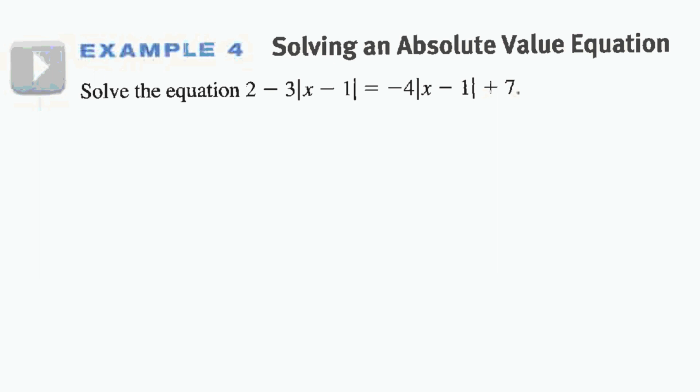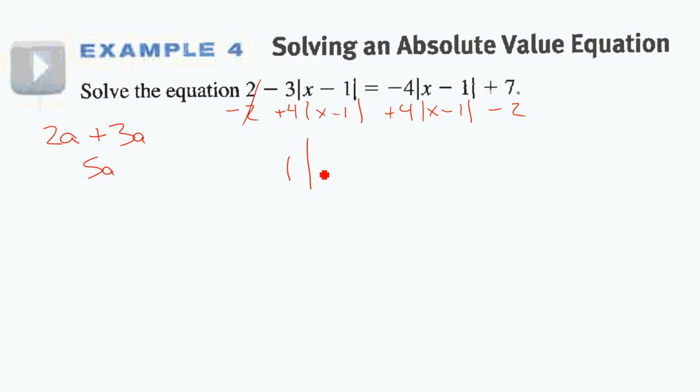All right, now, if we have a situation where we have multiple absolute values, but they're the same thing on the inside, we can treat that like if we did 2a plus 3a. That's 5a. Same thing going on here. So let's get all of the absolute values on one side first. We'll subtract 2 and add 4. The absolute value of x minus 1 terms combine: negative 3 plus 4 is 1, so the absolute value of x minus 1. Don't really need the 1 there, but we're going to write it for now. Equals, these cancel out. 7 minus 2 is 5.